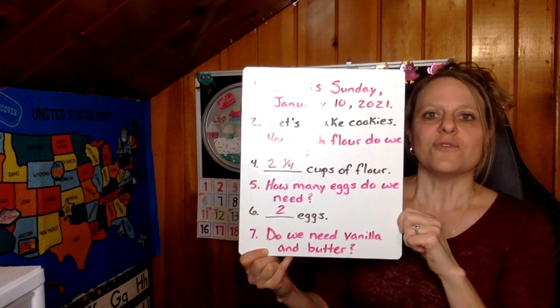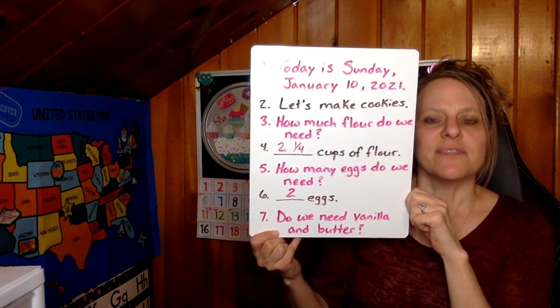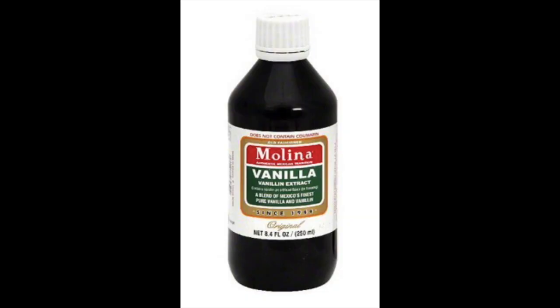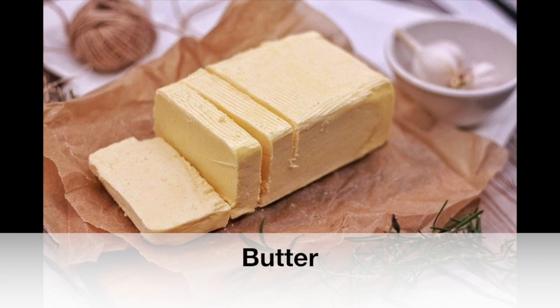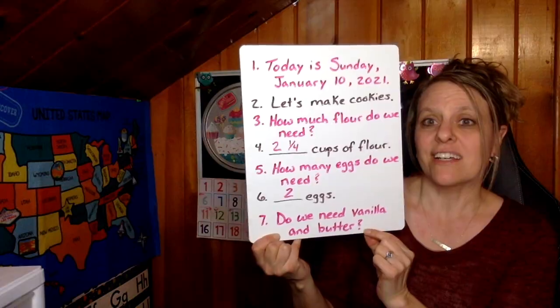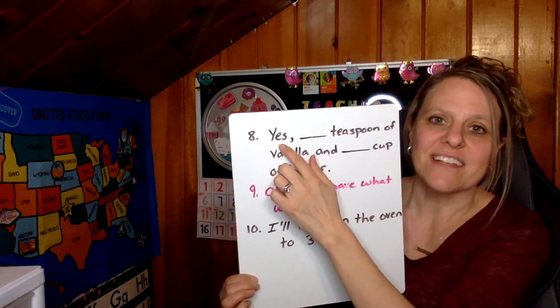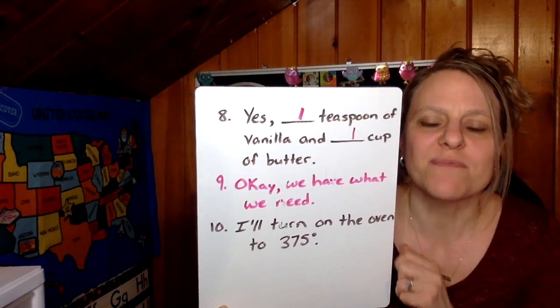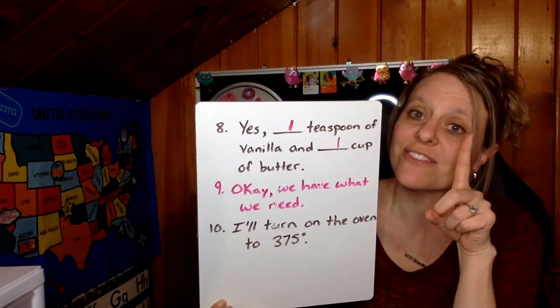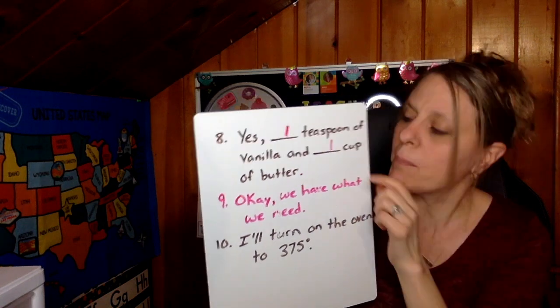Number 7, do we need vanilla and butter? Do we need vanilla and butter? This is a question mark. So for number 8, we answered with yes, a comma after the yes, and the answer. Did you write down 1 teaspoon and 1 cup of butter? 1 teaspoon of vanilla, no S because there is only 1 teaspoon, and 1 cup of butter.